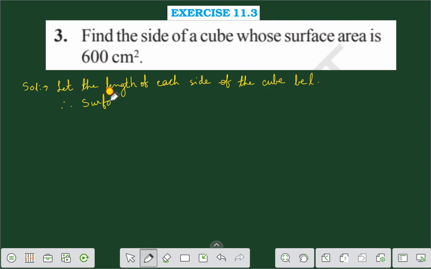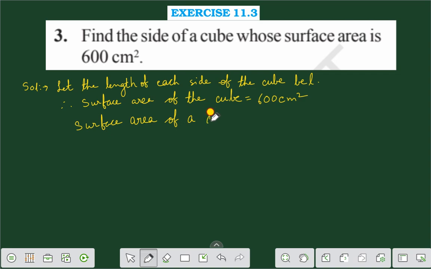It is given that the surface area of the cube is equal to 600 centimeter square, and we know that the surface area of a cube is equal to 6L square.